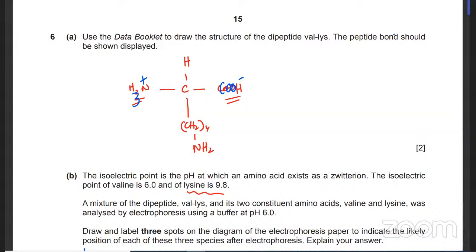So at 9.8, could you repeat this part again? I'm just saying the isoelectric point of lysine is 9.8, right? I just said what would lysine look like at 9.8? So at 9.8, it's going to look like a zwitterion. This part will lose H plus 1, that part would gain H plus 1. Clear? Okay, sir.